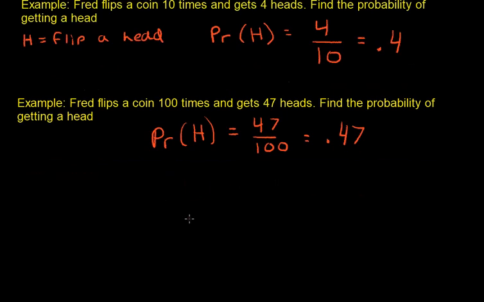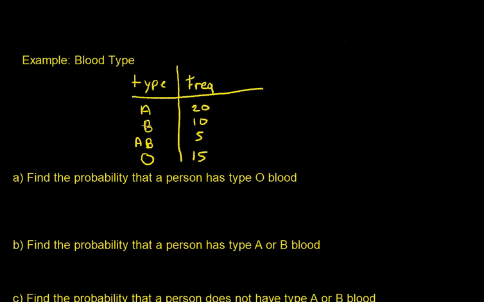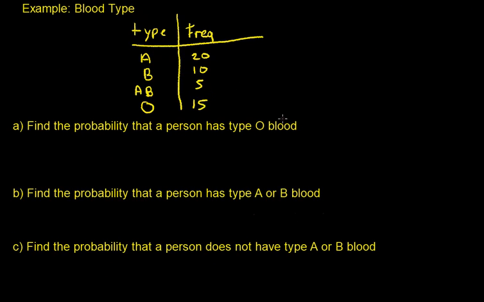All right, so let's do another example. This example, we have a frequency table, okay? And then we have a series of questions. So find the probability that a person has type O blood. So I'm going to define O to be the event of having type O blood. Okay, so now I'm trying to calculate what's the probability of O.